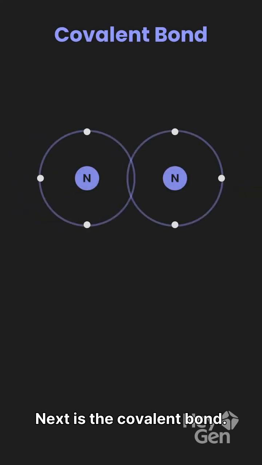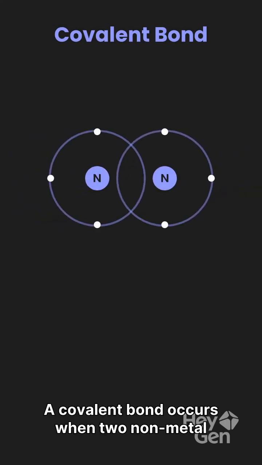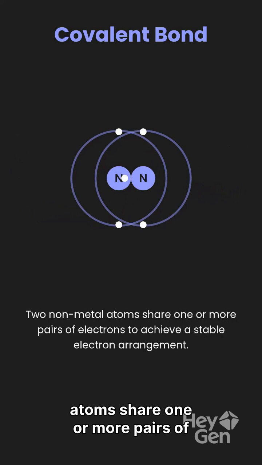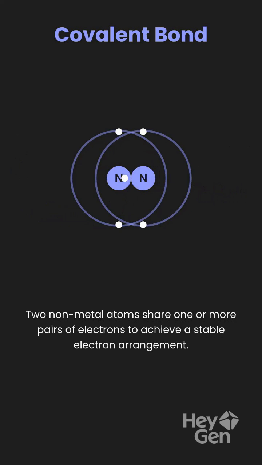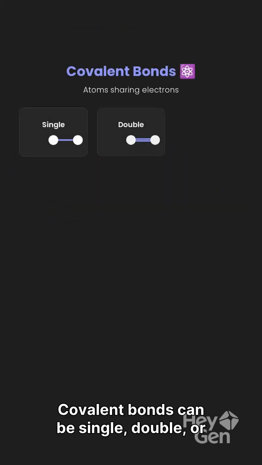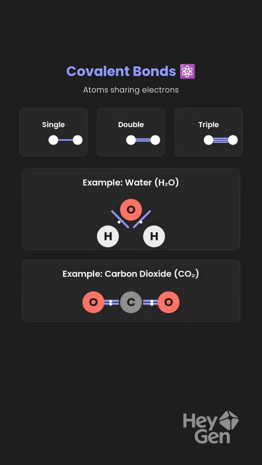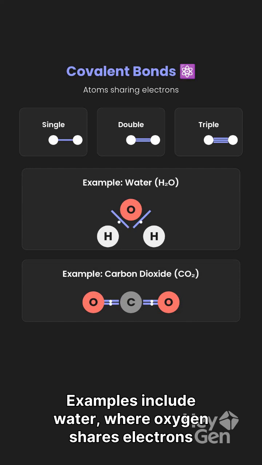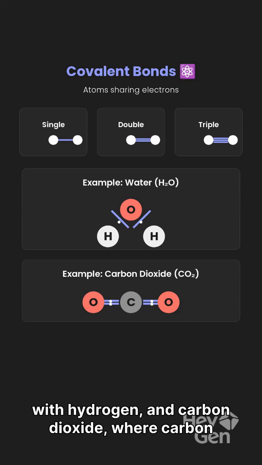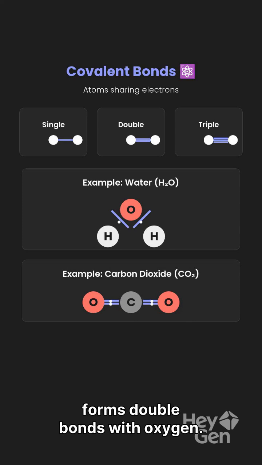Next is the covalent bond. A covalent bond occurs when two nonmetal atoms share one or more pairs of electrons. This sharing allows each atom to achieve a stable electron arrangement. Covalent bonds can be single, double, or triple depending on the number of shared electron pairs. Examples include water, where oxygen shares electrons with hydrogen, and carbon dioxide, where carbon forms double bonds with oxygen.